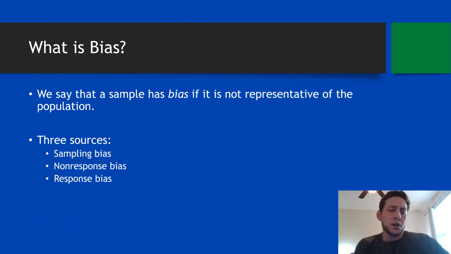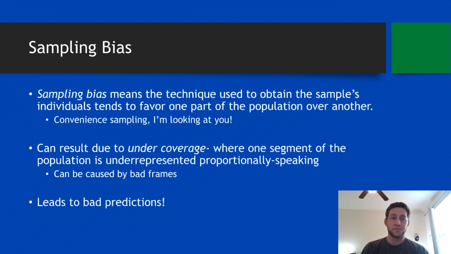Now, bias can actually occur in three different sources. First off, it can occur in sampling bias. Second, it can occur in non-response bias. And third, it can occur in response bias. Let's dive in. Sampling bias.